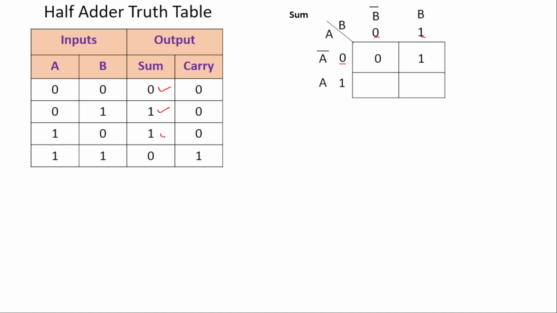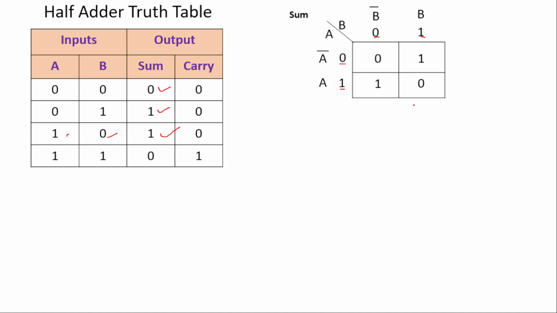In the third case, A is 1, B is 0. So what is the output here? Sum is 1. So 1 is written here. And in the last case, when both A as well as B are 1, sum is 0. A is 1, B is 1, so obviously sum is going to be 0. So this is the K-map for sum.